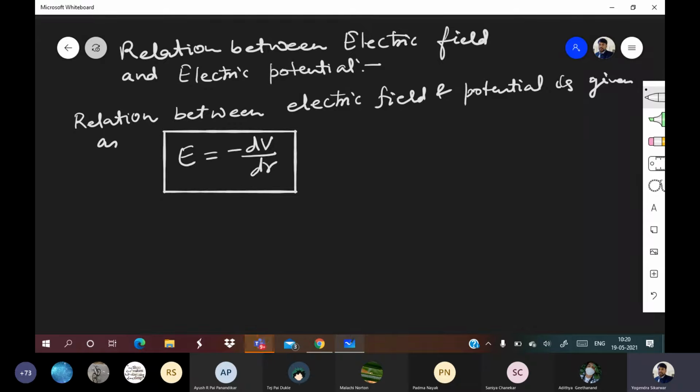Yash is saying my screen is not visible. Can you all see the screen? How many of you can see the screen?